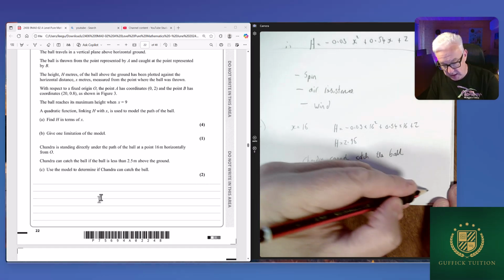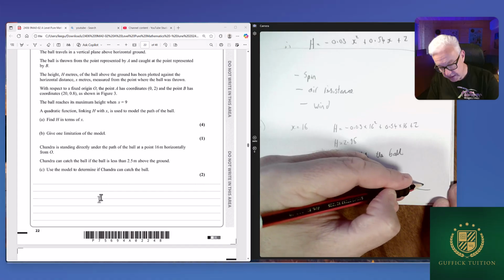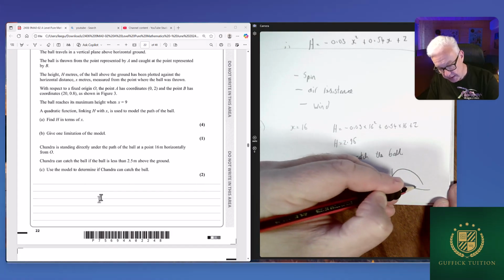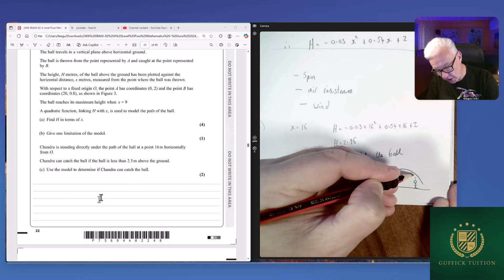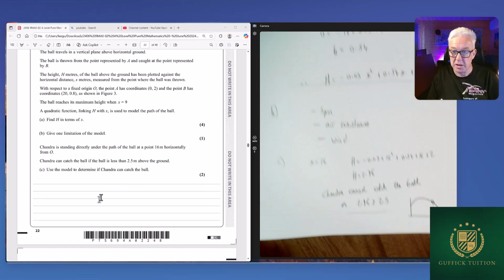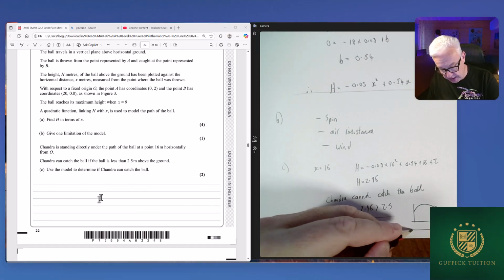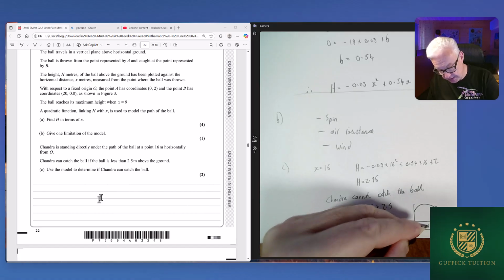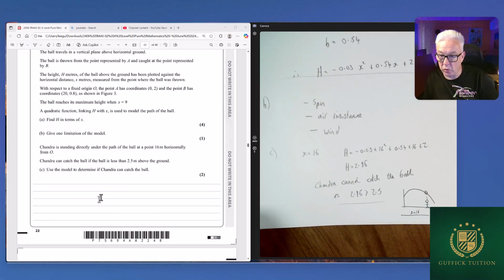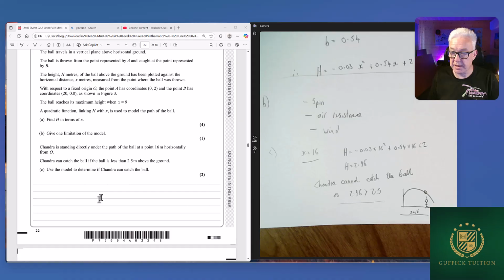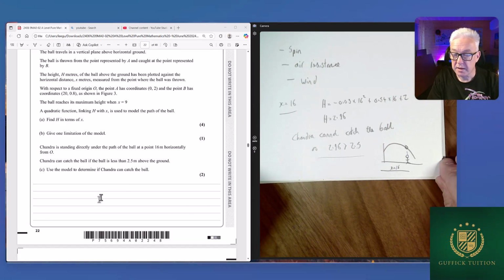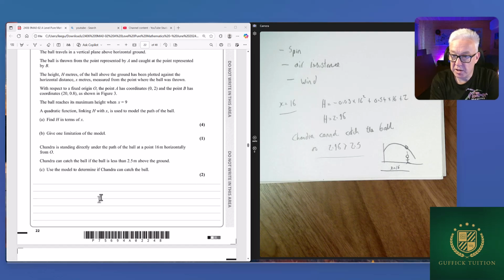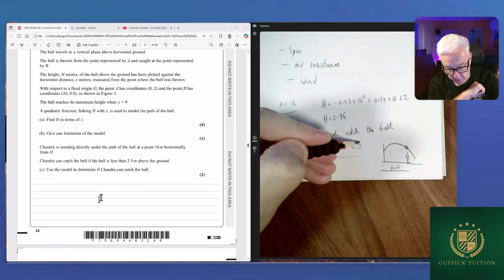So basically, here's our model. So there it is going like that. There's Chandra. And we want to know, can Chandra reach up and catch the ball or not? So Chandra is stood here where x is equal to 16. So all we need to do is work out what is h when x is 16. And we work that out and we find out that when x is 16, h is equal to 2.96. Now the question tells us that Chandra can only reach up to 2.5 meters.